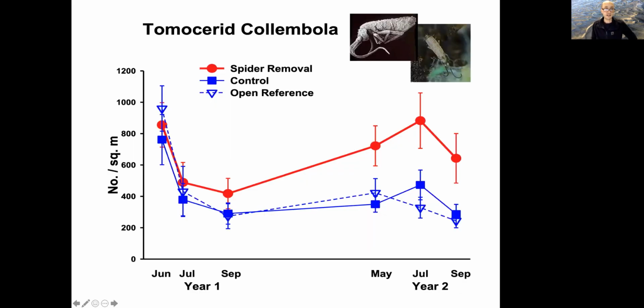So what did he find? Here is time along the x-axis, and he was interested in the effects of the spider removals on the collembola, in particular these tomocerid collembola, which were the most abundant and most common ones here. So this is the amount of collembola that were there. And what you can see is that when the spiders were removed, there generally were higher densities of the collembola than when the spiders were left alone or when compared to those plots outside of the squares that he had set up.